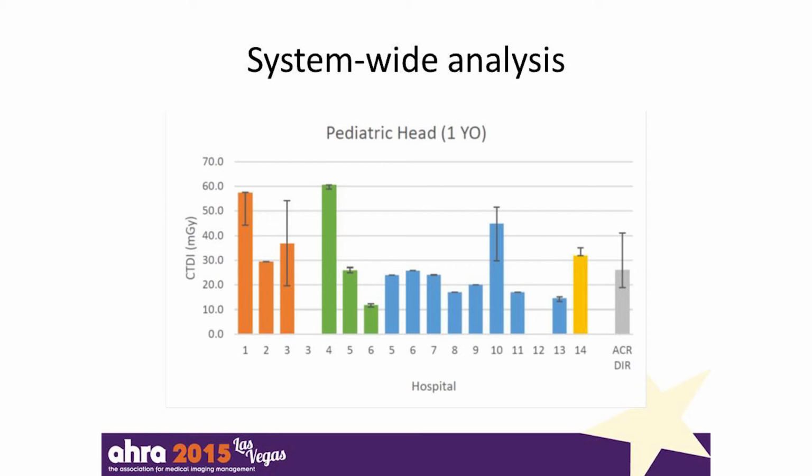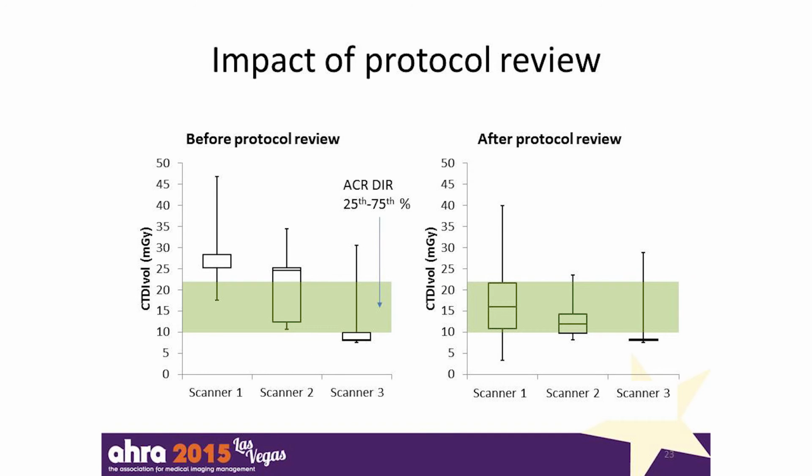These are easy things to correct once identified. You look and say, use the pediatric protocol. Change your noise index on your large protocol. Stop using protocols that are out of date. But you need to find the data first.